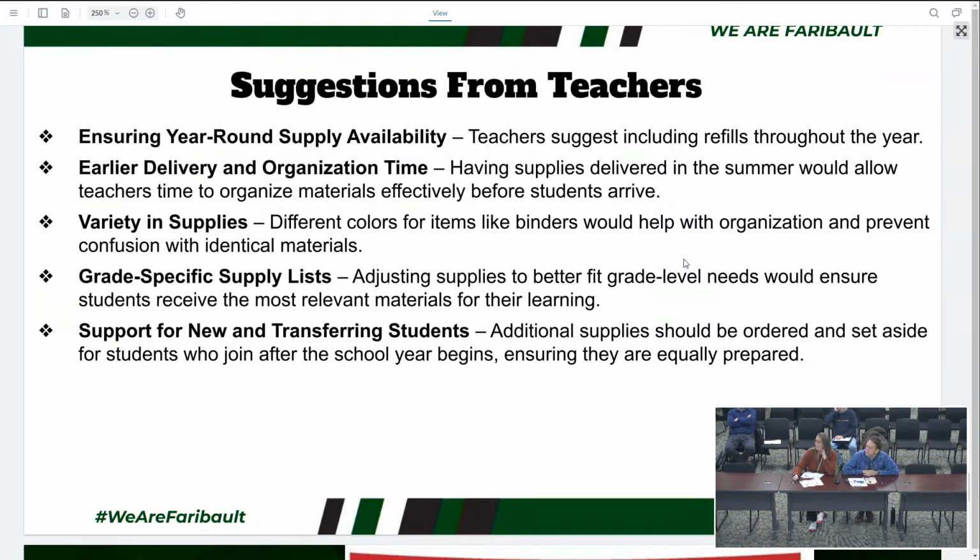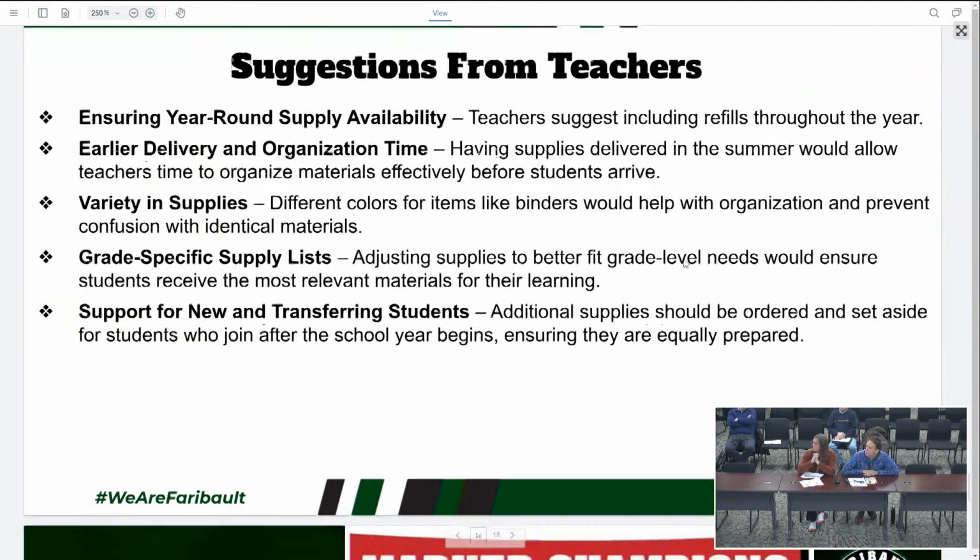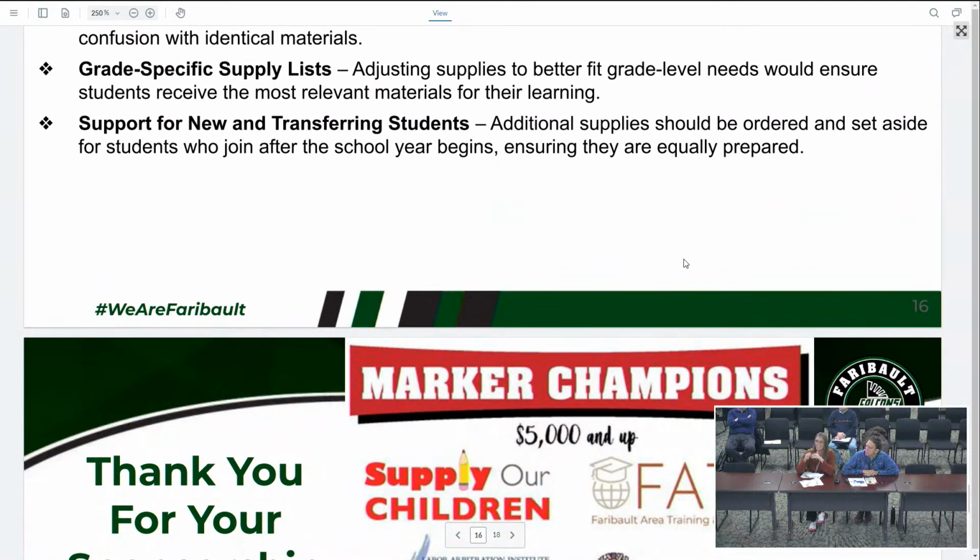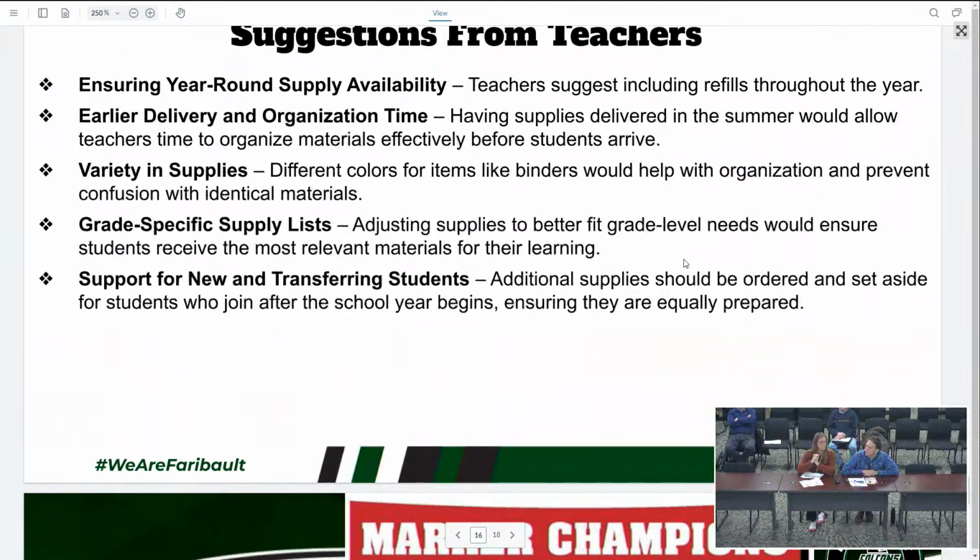And then stocking supplies, having them in a location, maybe in the building or in the general warehouse, for students that transfer in during the school year, making sure that our kids have supplies, because they don't always come with supplies from a former district as well. And if they do, they may not match the supply list that we have. So that's some of the feedback that we are working through to make this better for future years.